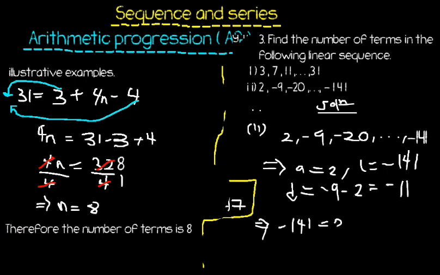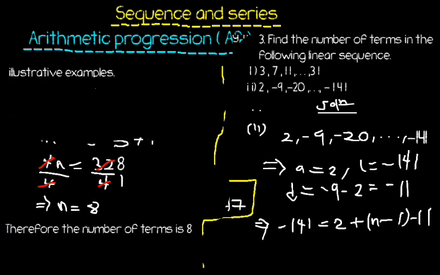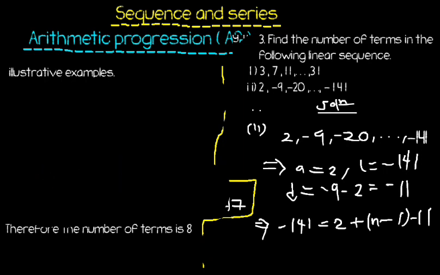So here we will not write any formula because you are used to the formula. So it's actually the last term, which is minus 141, equal to 2 plus n minus 1, and outside the bracket we have minus 11, multiplying through by minus 11. So now the n minus 1, you multiply through by the minus 11. That's what you are about to do now.